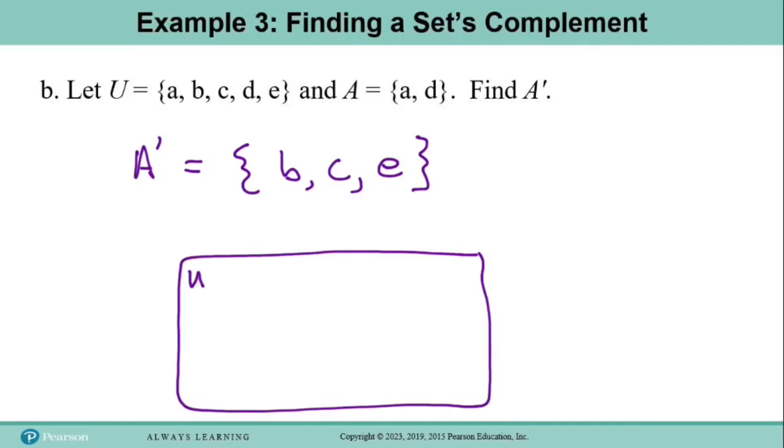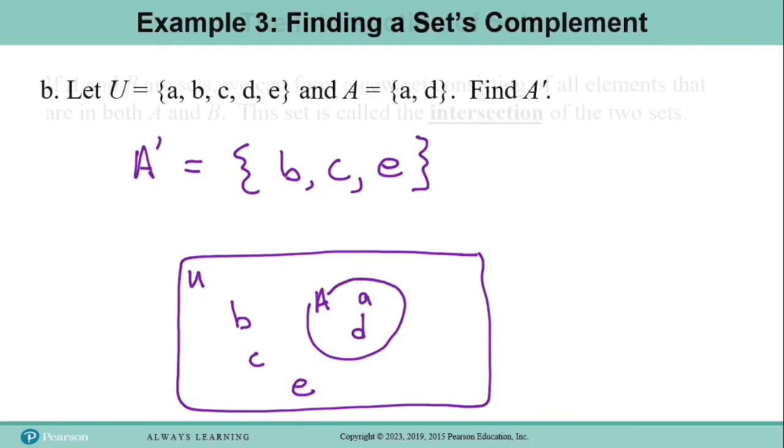So here's our universal set. The set A would contain elements A and D. Outside of that, we would have the other three elements, so the B, the C, and the E.